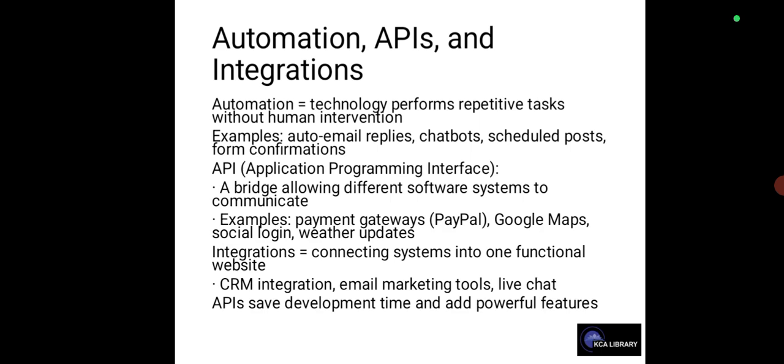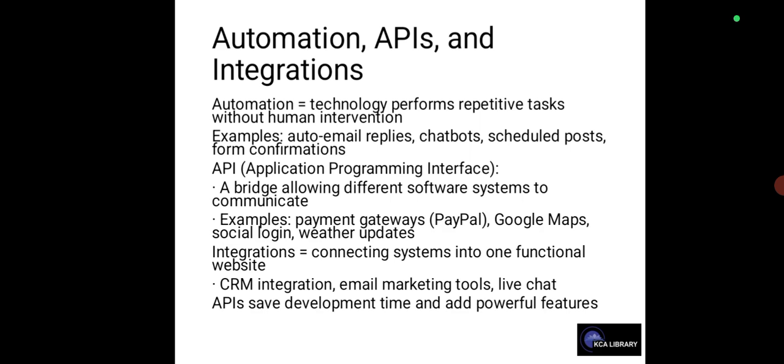Then API, what is the meaning of API? API simply means application programming interface. It is a bridge that allows different software systems to communicate. Examples include payment gateways. We talk about PayPal, Flutterwave or Remitter. These are payment gateways, and they are integrated into the website. Then Google Maps can also be integrated, social login, and even weather updates.